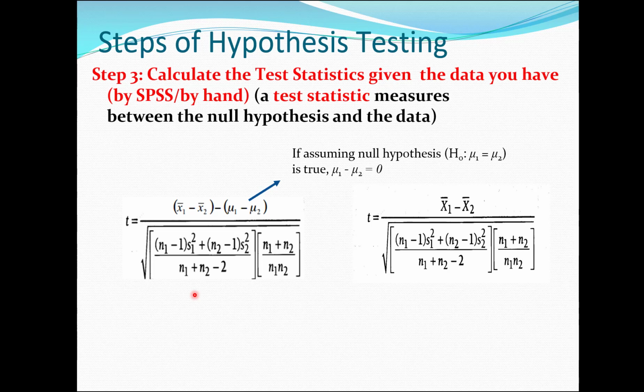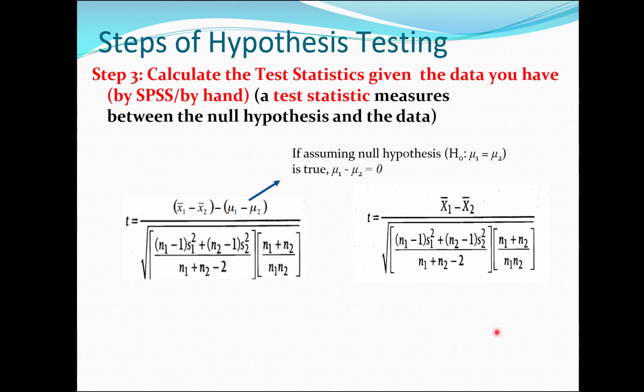And you should be able to, by looking at this formula and by knowing we assume null hypothesis is true, so we can get rid of mu1 minus mu2. If you know this, you will be able to know better how we actually calculated our t-test statistics. And then you should be able to have a better understanding about inferential statistics.